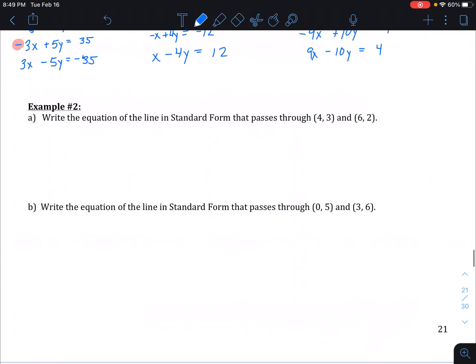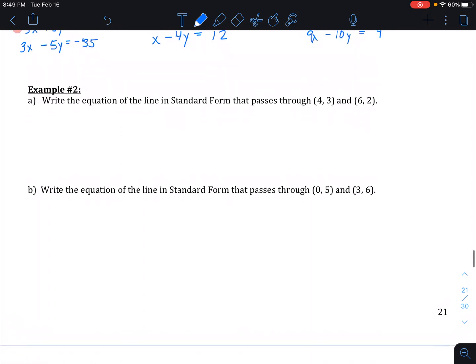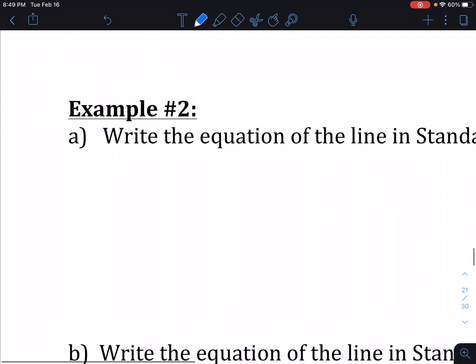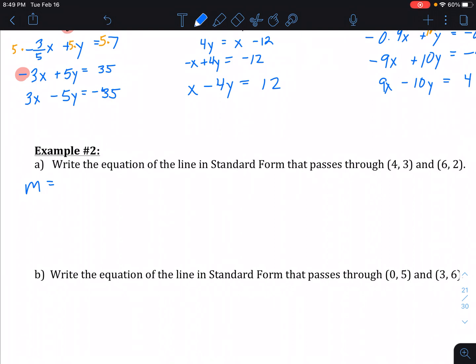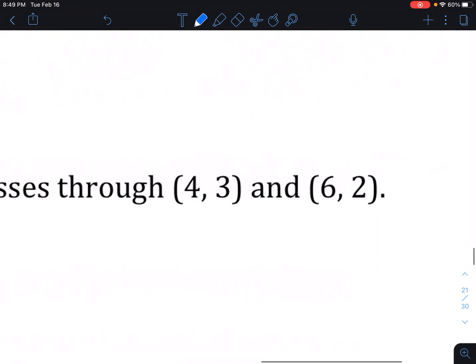Let's take a look at the next part, example 2. Write the equation of the line in standard form that passes through (4, 3) and (6, 2). So this kind of goes back to the lessons we've been learning so far. What we're going to do is get the slope, use our point slope formula, and then convert it to standard form. So let's get our slope first. Let's do some labeling here.